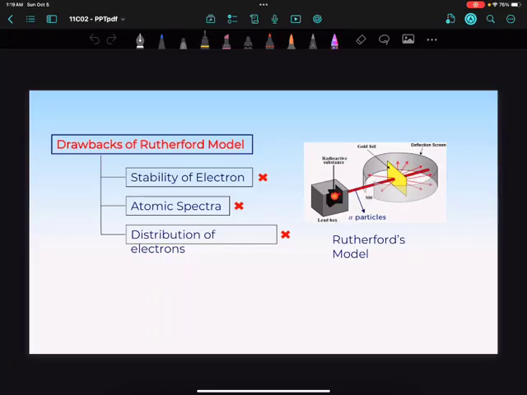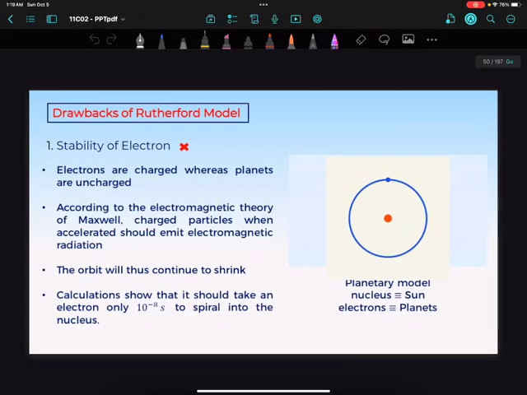When he expressed his theory, there was a deflection in the direction of the alpha particles, but he didn't explain why there is deflection. Secondly, he didn't explain whether there is any stability of the electron or not. He also didn't explain the atomic spectra. Okay. Secondly, the drawback of the Rutherford model was, first, as we said, stability, because electrons are charged whereas planets are uncharged.